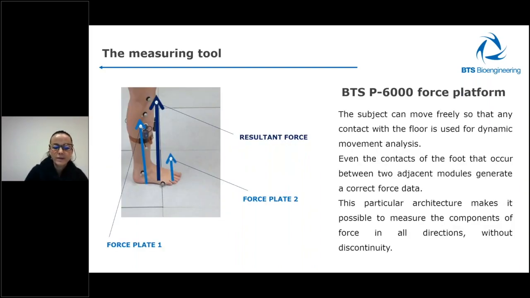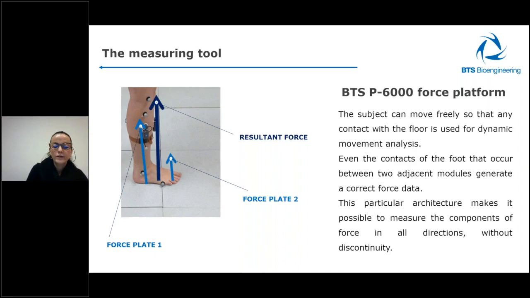Moreover, as I already said, because the modules are completely digital, also the foot contacts that occur across two adjacent modules generate a unique correct force data without discontinuity. As you can see here in the example, starting from two force contributions measured by two different modules, a single resulting force is created exactly as if the contact of the foot had occurred at the center of a single module.